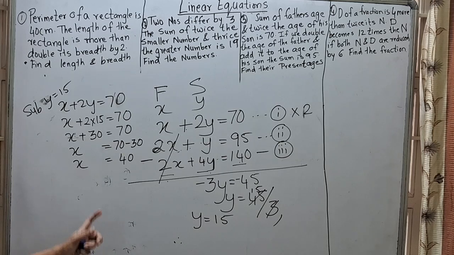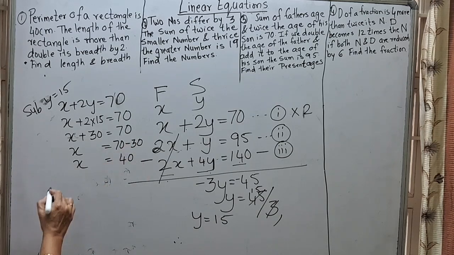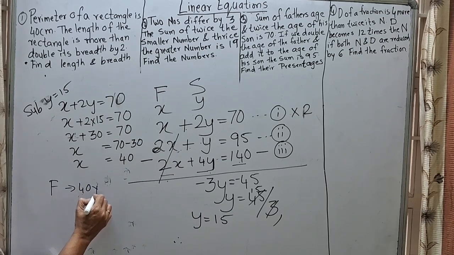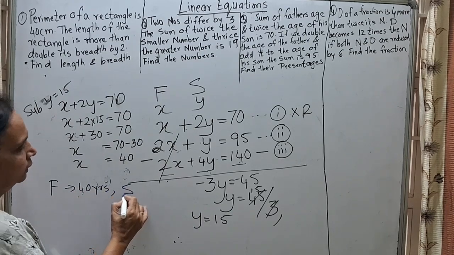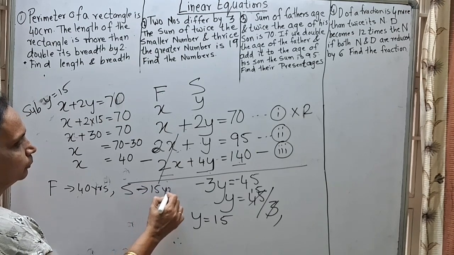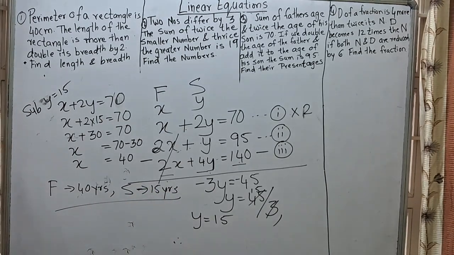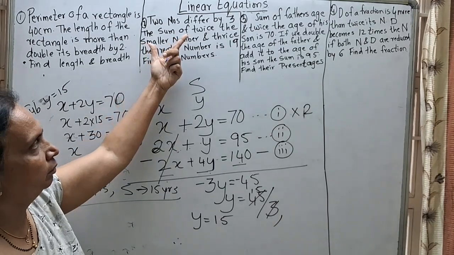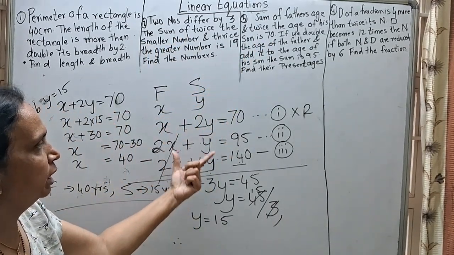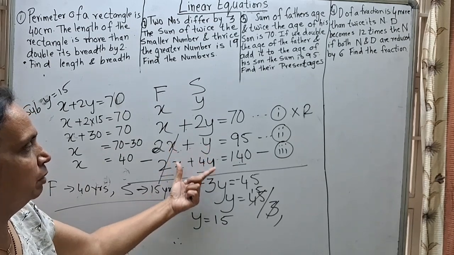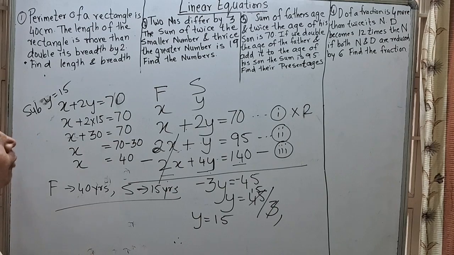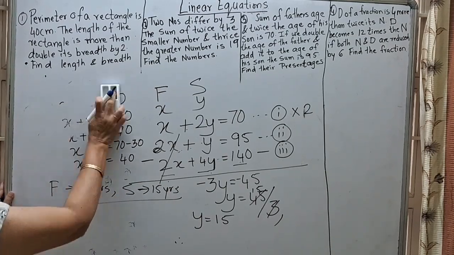So father's age, you are going to write father's age is 40 years, don't forget to write years, and son's age is 15 years. So once you are reading the word problem, you should be able to form the equation, and then by the elimination method you are simply solving it. Okay, now we'll take the last sum.